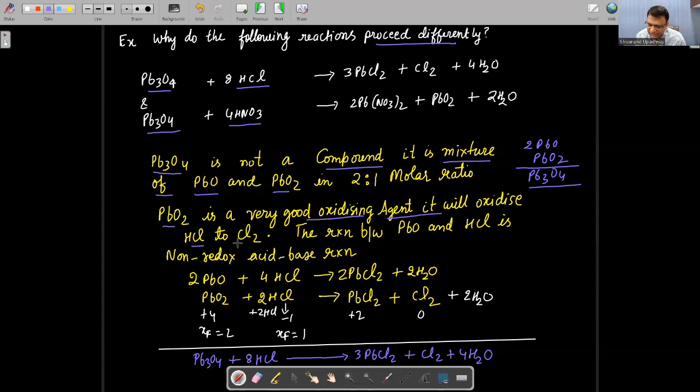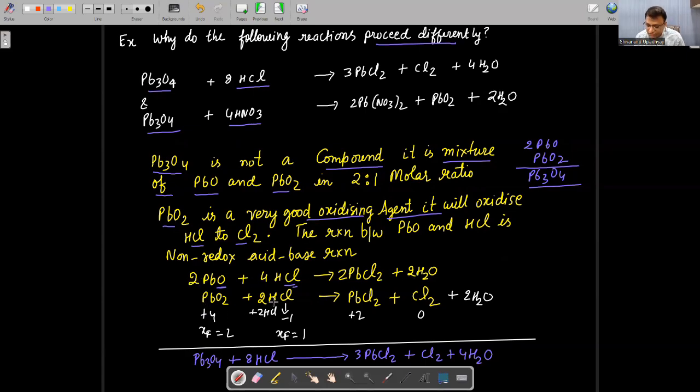It can oxidize HCl to Cl2, and between PbO and HCl there is an acid-base reaction. It is a non-redox reaction. So let us divide this whole reaction into two parts. PbO and HCl react like acid and base, because PbO is a basic oxide. So there is formation of salt and water. We have balanced this reaction.